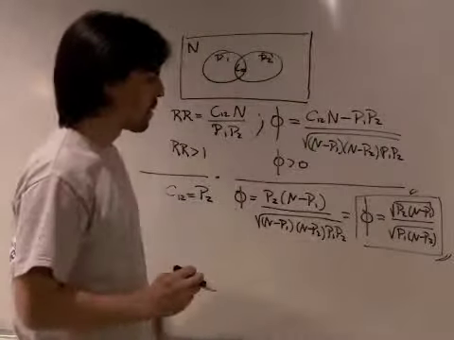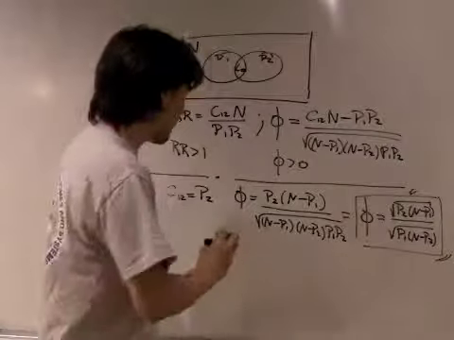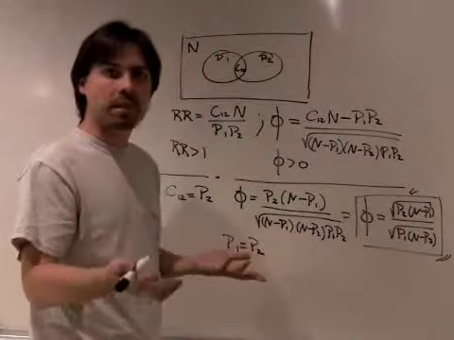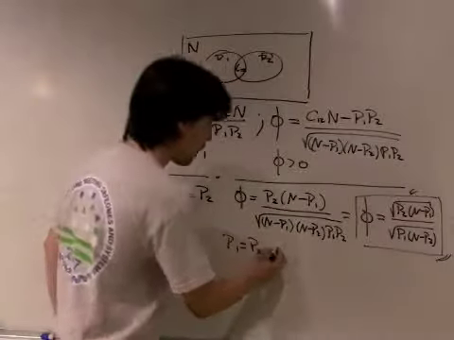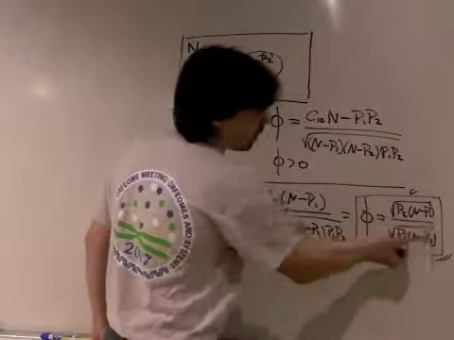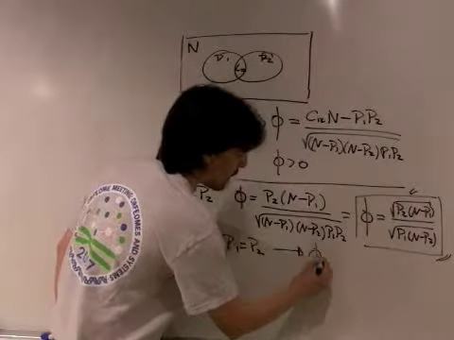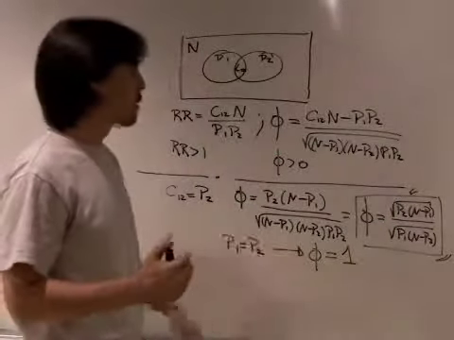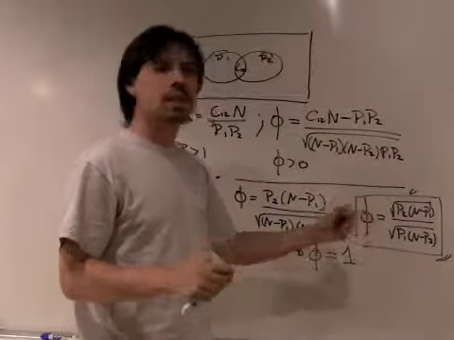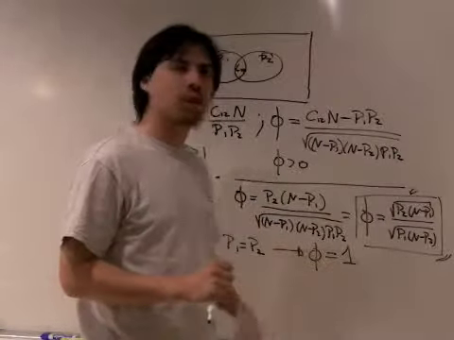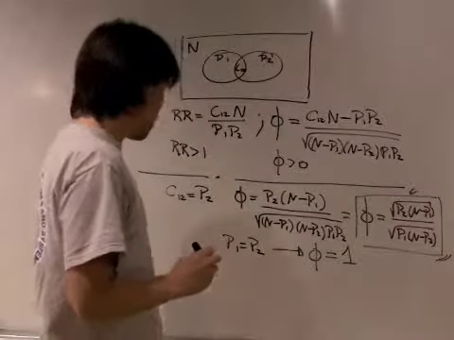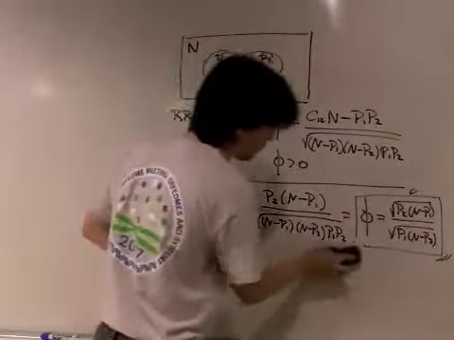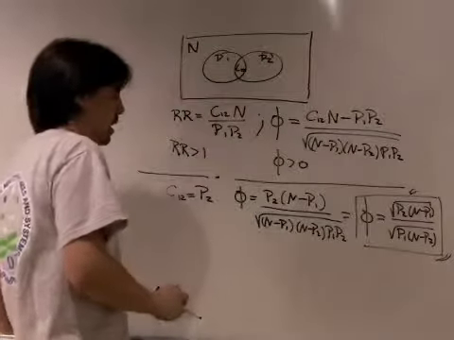Phi looks like that. Now, let's take the case in which P1 equals P2. The two diseases have the same prevalence and they have complete overlap. Then, because this is symmetric in P1 and P2, this implies that Phi is equal to 1. So, that looks good. It looks like when two diseases have complete overlap between them, the correlation is 1.